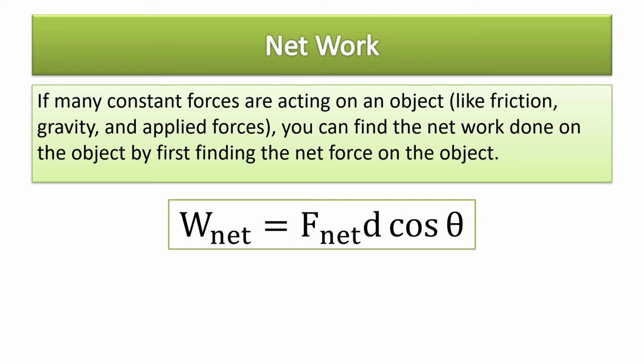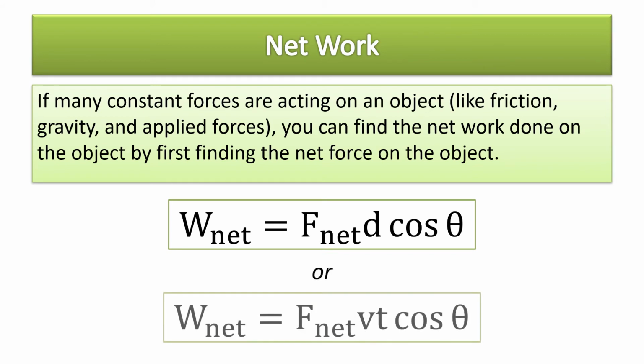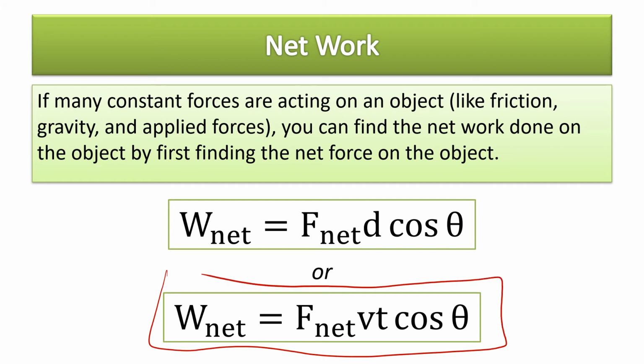We're talking about net work. If many constant forces are acting on an object, like friction, gravity, and applied forces, you can find the net work done on the object by first finding the net force on the object. So instead of finding the work done by each individual force and adding it all together, which you could do, you could first find the net force and then use that in your work equation, and that'll tell you the net work being done. And then just to make things more complicated, this is what we introduced today in the very beginning. Don't forget, you could replace the d with a v times t. So this is a nice looking formula there.